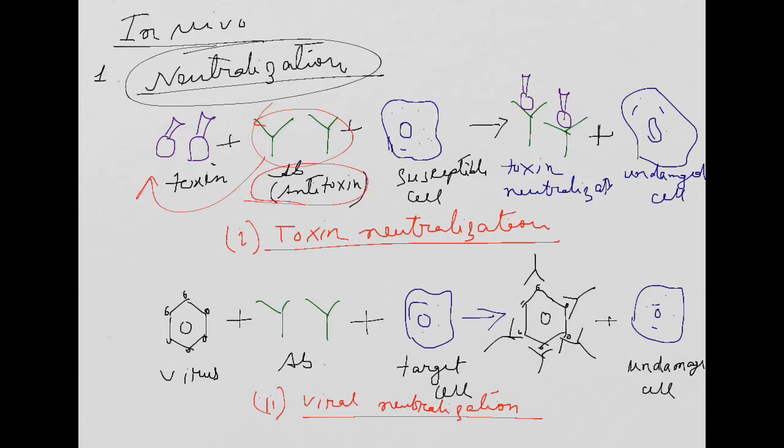Whenever there is a toxic molecule that is supposed to bind to this susceptible cell, neutralizing antibodies like this will come and bind to the toxin molecule and therefore neutralize them, and they are not able to bind to the target cell or susceptible cell, so the cell remains undamaged here. Okay. Second type is your viral neutralization process.